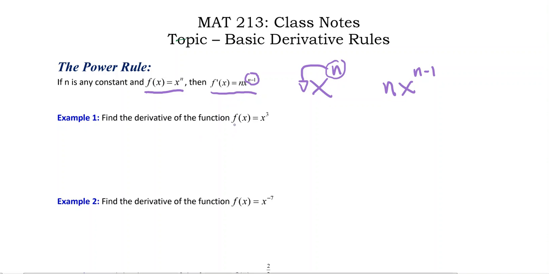So we're starting off with f of x is equal to x cubed. The derivative of that, according to the power rule, says that we take the exponent, which is 3, and we bring it down as the coefficient of the variable. And then we reduce the exponent by 1. So 3 minus 1 would be 2. And that's all there is to it. That's the power rule. The derivative of x cubed is 3x squared.